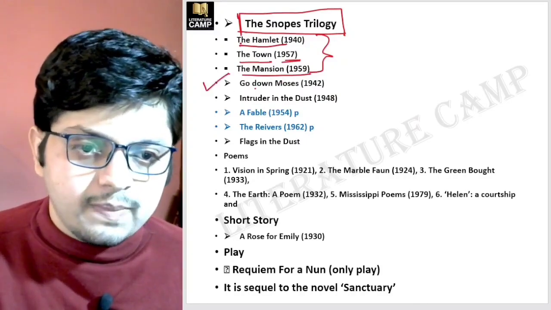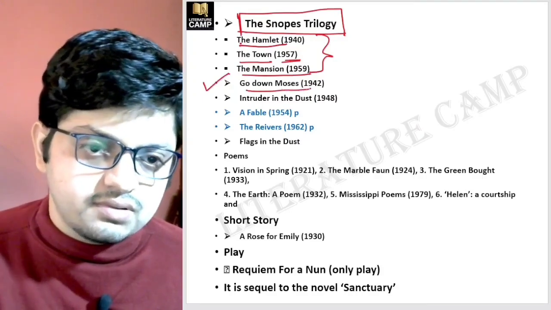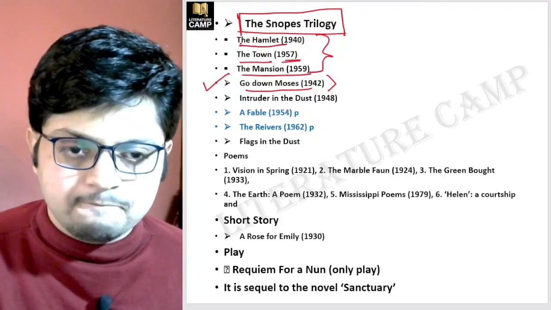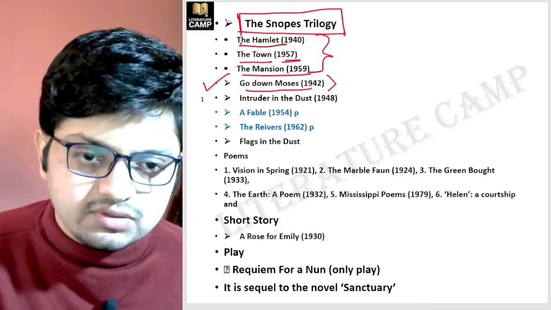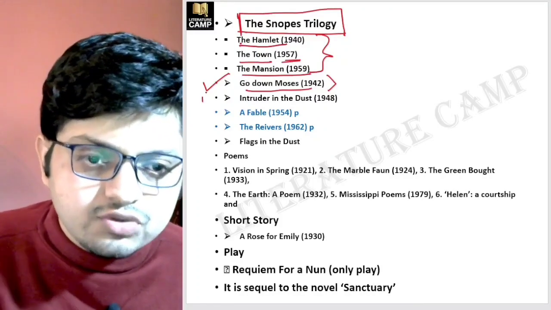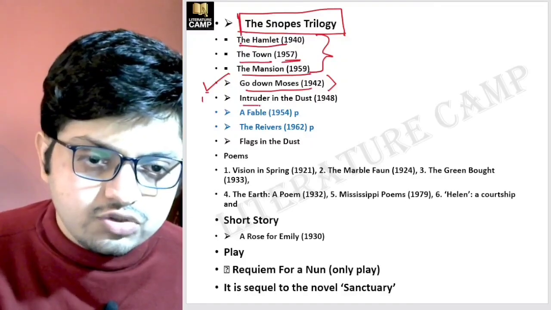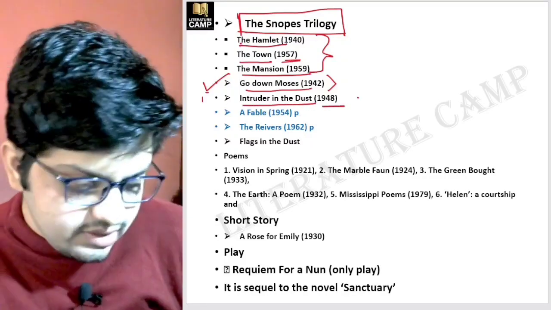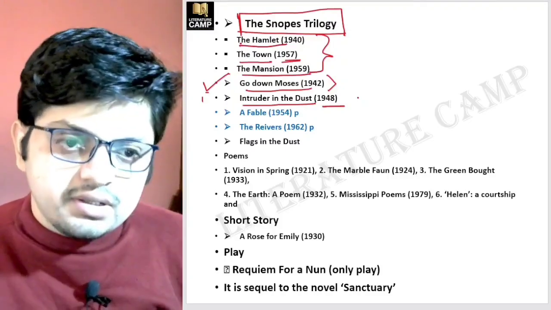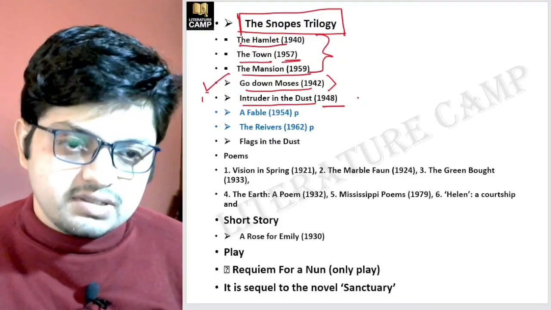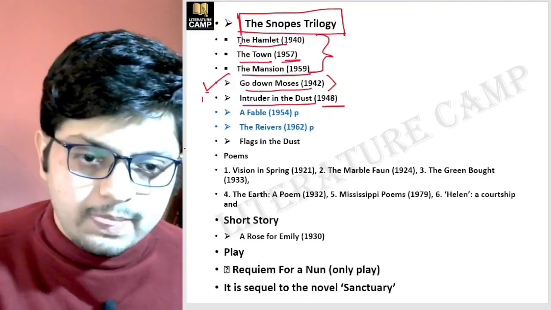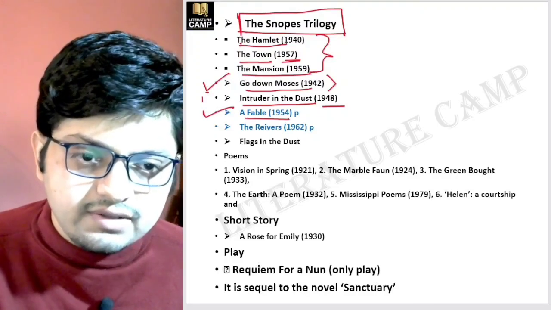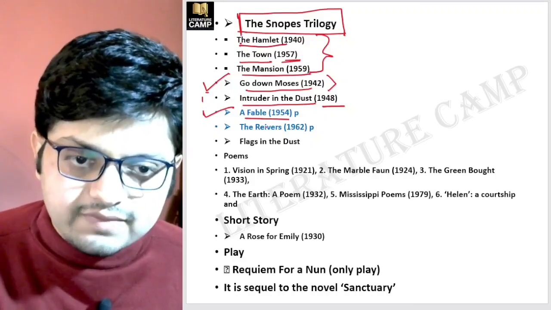Next work, Go Down, Moses, published in 1942. Next work, Intruder in the Dust, published in 1948. Next novel, A Fable, published in 1954.